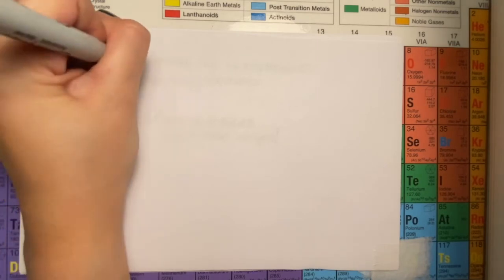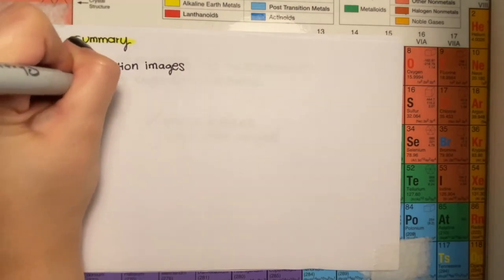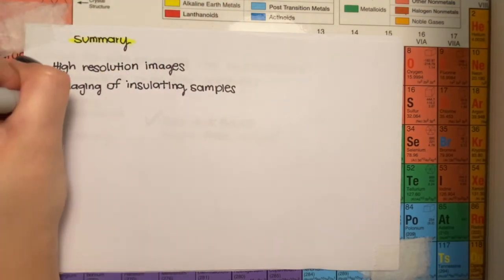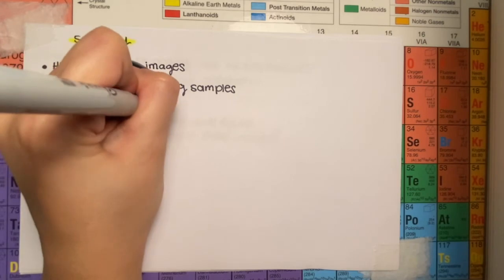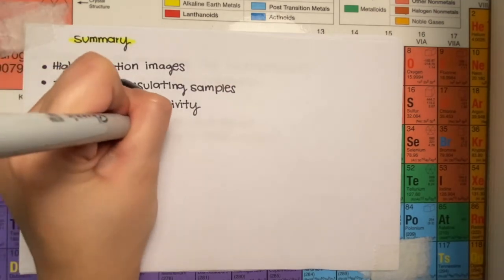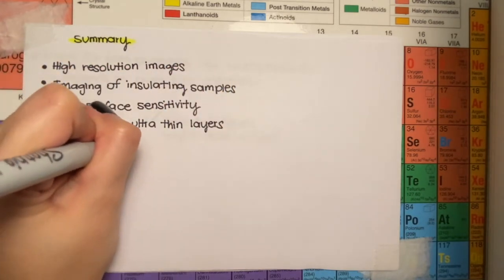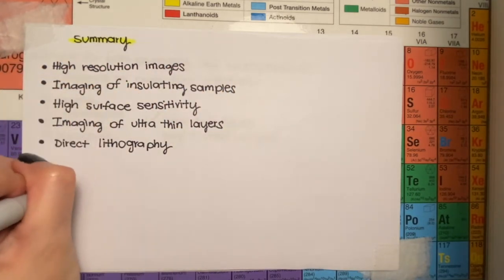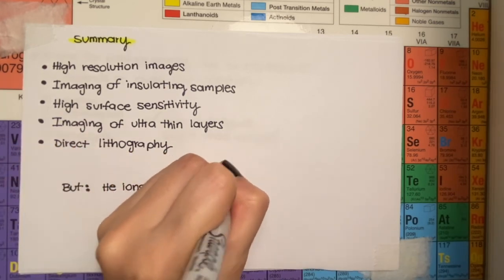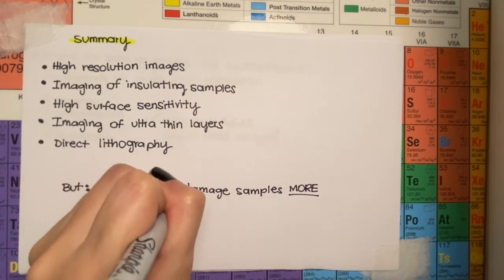In summary, this technique provides high-resolution imaging, even of uncoated biological samples. It allows imaging of insulating samples, has high surface sensitivity, allows imaging of ultra-thin layers, and you can perform direct lithography with it. But let's remember that helium ions might damage samples more than electron beams would.